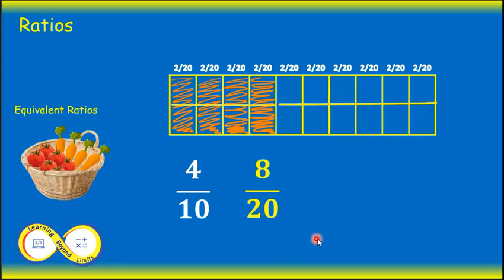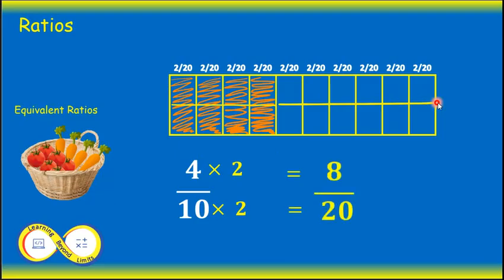Now, how did we get here? Well, if you notice, our 4 pieces multiplied by 2 gave us 8, and our 10 pieces multiplied by 2 gave us 20. Note this line that we have here through our whole divided our entire basket into 2, and therefore it increased the number of what we had before by 2. So 4 times 2 gives us 8 pieces of carrots, and 10 times 2 gives us 20 pieces of items that would be in our basket altogether.